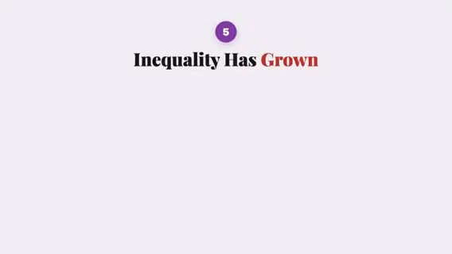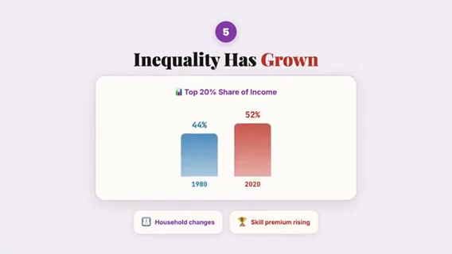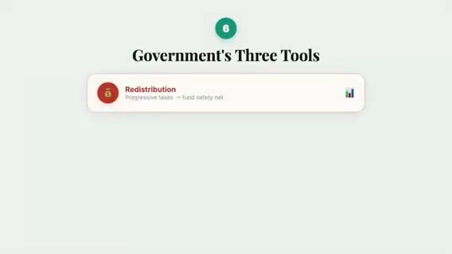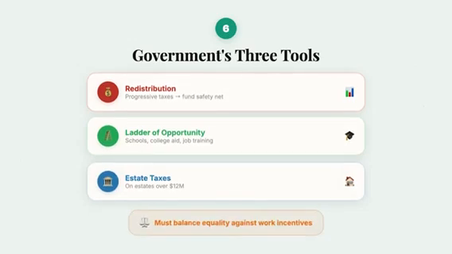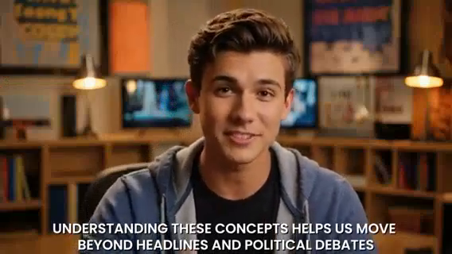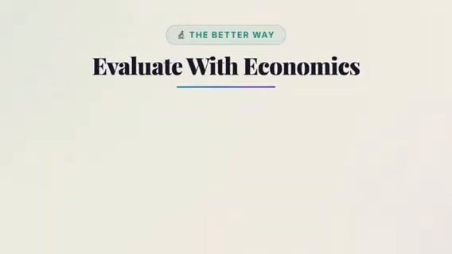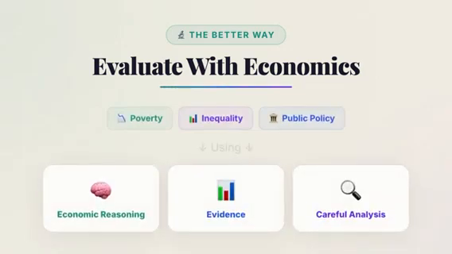Inequality has grown since 1980, driven by changing household structures and rising rewards for high-skilled labor. Government can respond through redistribution, the ladder of opportunity, and estate taxes, but must balance equality against work incentives. Understanding these concepts helps us move beyond headlines and political debates. Instead, we can evaluate poverty, inequality, and public policy using economic reasoning, evidence, and careful analysis.